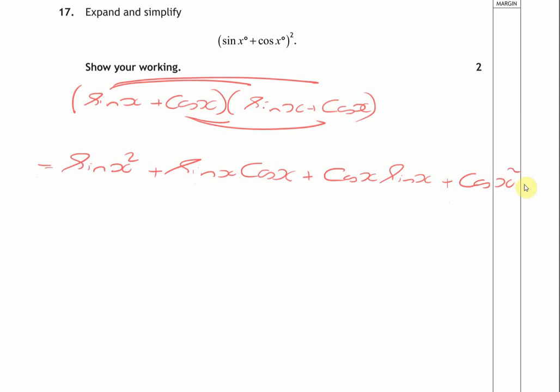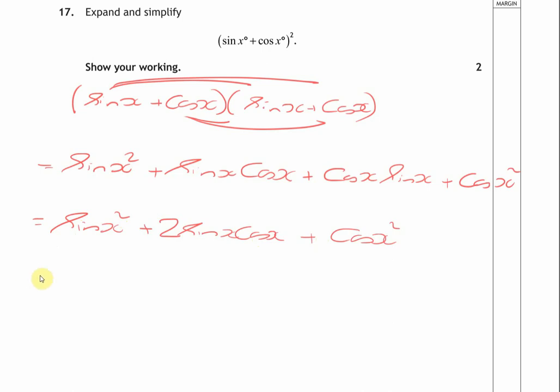So now what we can see here is I'm going to rewrite this as sin x, so that we can see that these are exactly the same thing. So we actually have 2 of these. So we can write this as sin x squared plus 2 sin x cos x plus cos x squared.